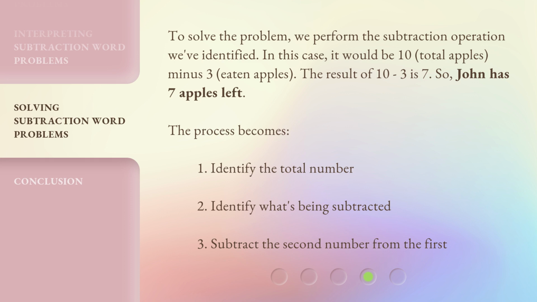The process becomes: 1. Identify the total number. 2. Identify what's being subtracted. 3. Subtract the second number from the first.